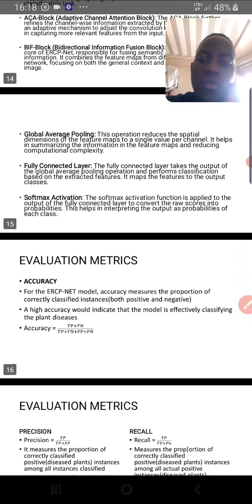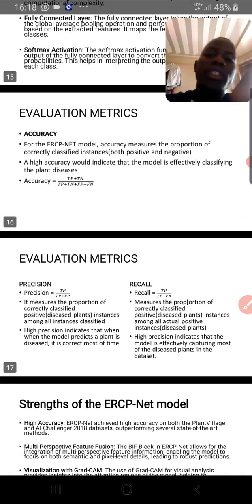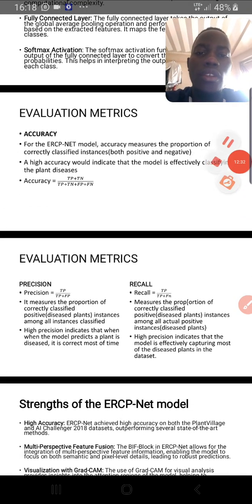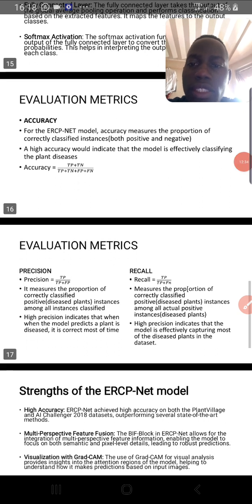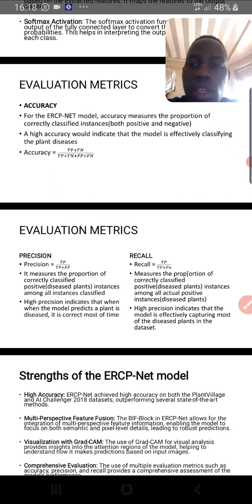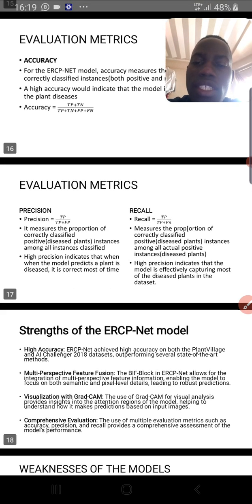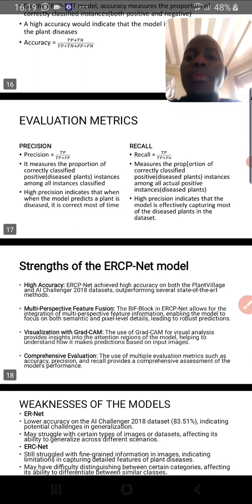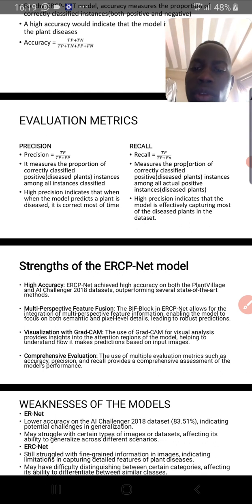This one measures the proportion of correctly classified instances. A high accuracy would indicate that the model is effectively classifying the plant diseases. And then we also had the precision and recall. The precision measures the proportion of correctly classified positive instances, those are the diseased plants, amongst all the classified instances.